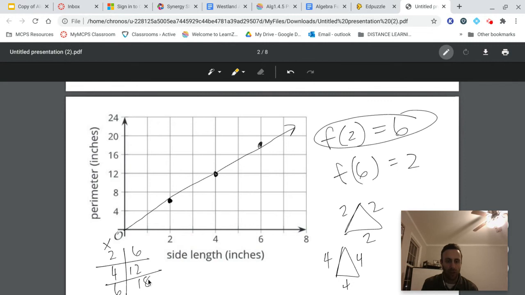So you have to look at these points, and the question is, what is the relationship? What's happening to every x? Hopefully you're noticing. Oh, we'll go ahead and pause it. Can you go ahead and write what you think the equation would be?